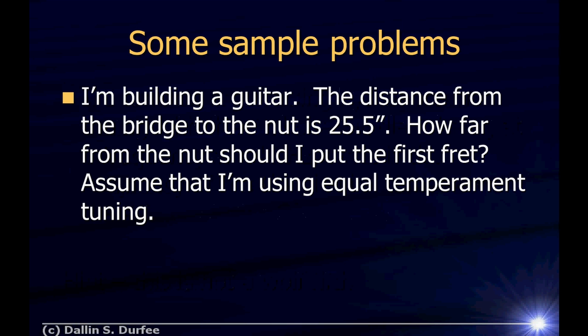Now, imagine I'm building a guitar. The distance from the bridge to the nut is 25.5 inches. How far from the nut should I put the first fret? Assume that I'm using equal temperament tuning. All right, so how do I work this problem? I want to know where to put the first fret.